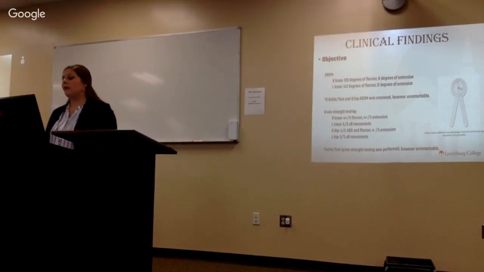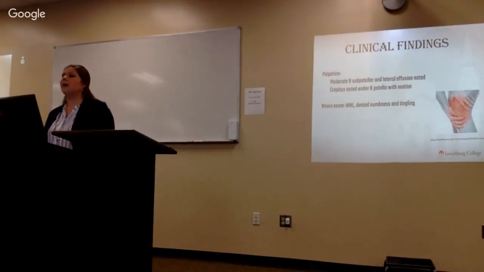Right hip gross strength testing was also performed, and this showed 4 out of 5 for both abduction and flexion on the right, as well as 4- out of 5 with extension on the right, in comparison to 5 out of 5 with all left hip movements. Ankle and foot gross strength testing was performed, however, it was unremarkable. Again, the patient had no pain with any of the gross strength testing.